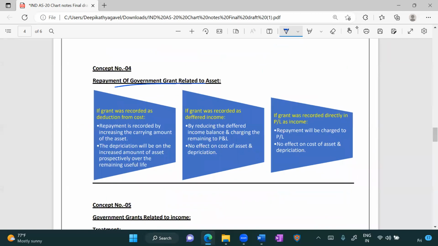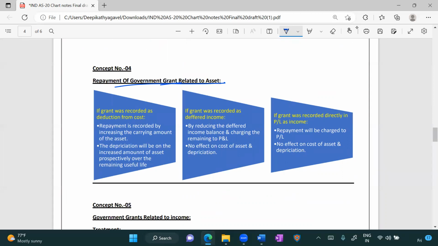Next comes repayment of government grant. Let's say you had initially received a government grant, but it had some conditions, and you do not adhere to the conditions. So now the government wants you to repay the government grant.